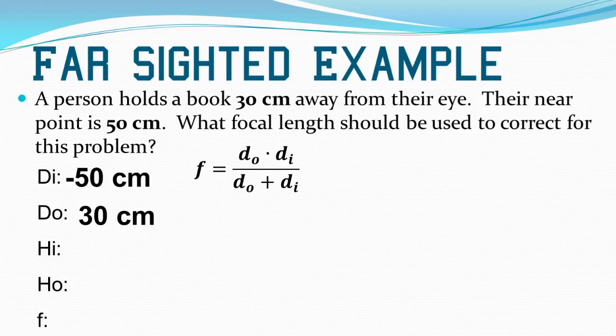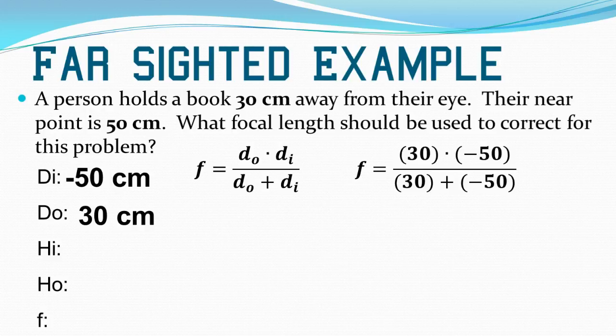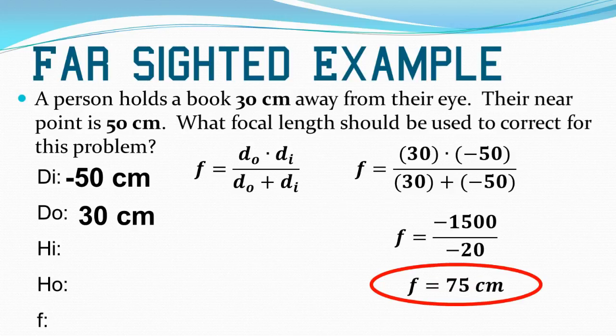Now, because there's no scientific notation, this calculation becomes a lot easier. I simply substitute in my values: 30 times negative 50 over 30 plus negative 50. To make the calculation a little simpler, I'm going to simplify the top and the bottom. 30 times negative 50 gives me negative 1500. 30 plus negative 50 gives me negative 20. And I just divide those out. I end up with 75 centimeters. So the focal length of the corrective eyewear, in this case contact lenses, is going to be 75 centimeters.